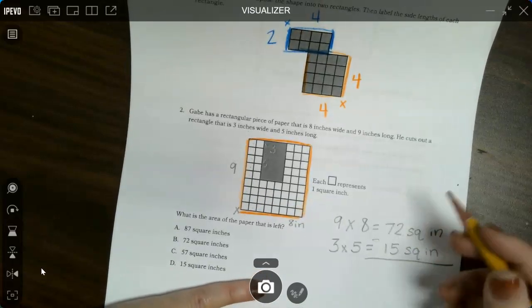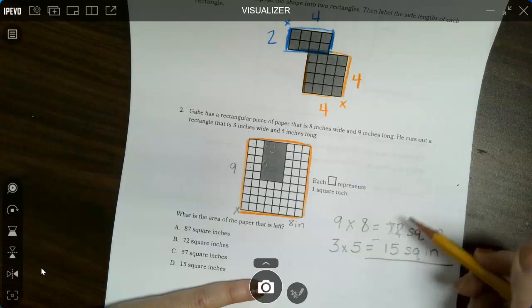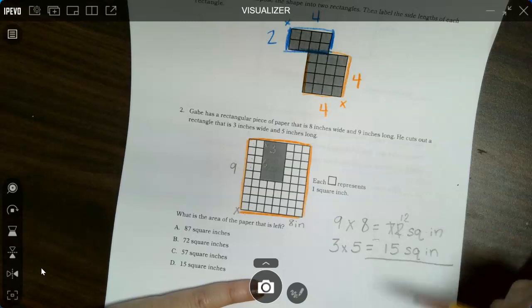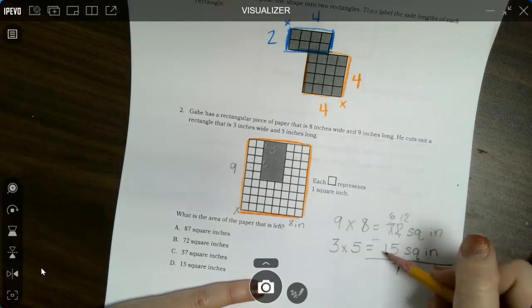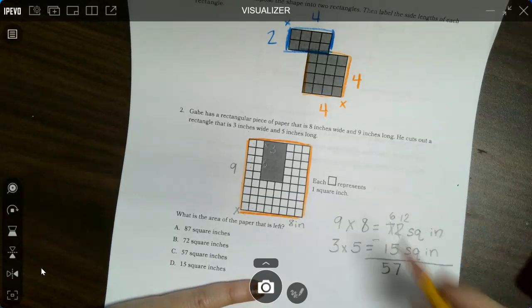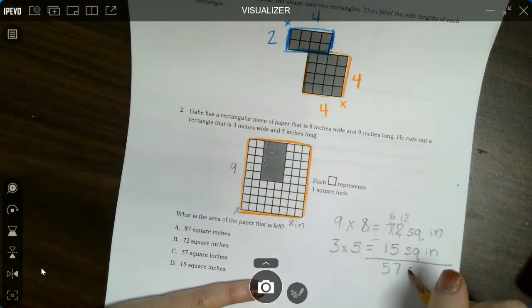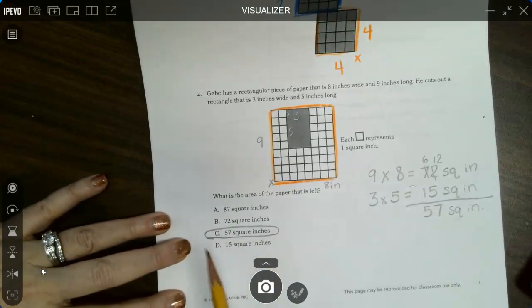Okay, I can't take away 5 if I only have 2. So I need to get some 10s. I'm going to take a 10 from my 70 and put it here. That gives me 12. And it leaves me with 60 over here. 12 minus 5 is 7. 6 minus 1 is 5. So the area of the rectilinear shape that was left was 57 square inches. Looking over here at my choices, 57 square inches.